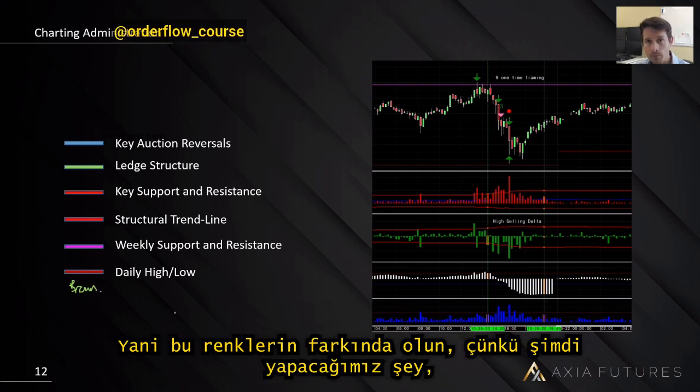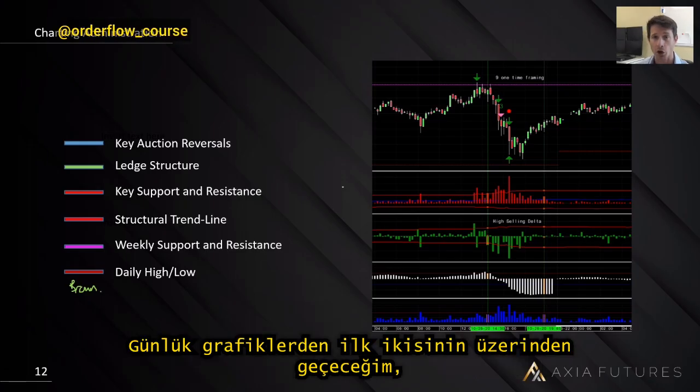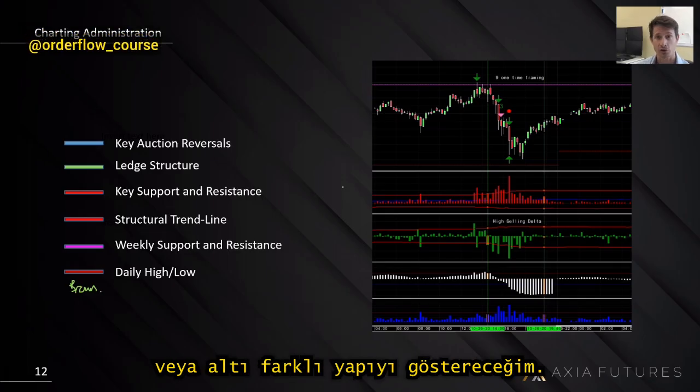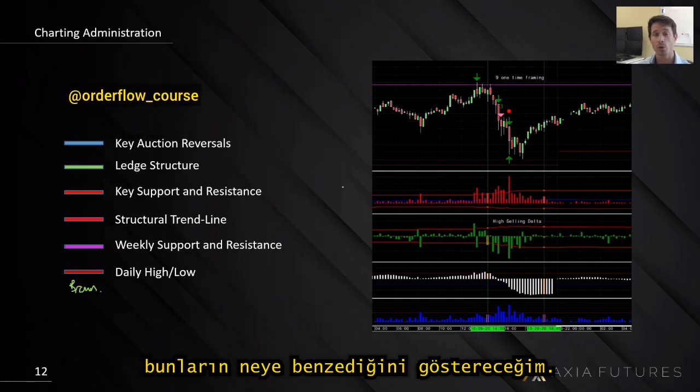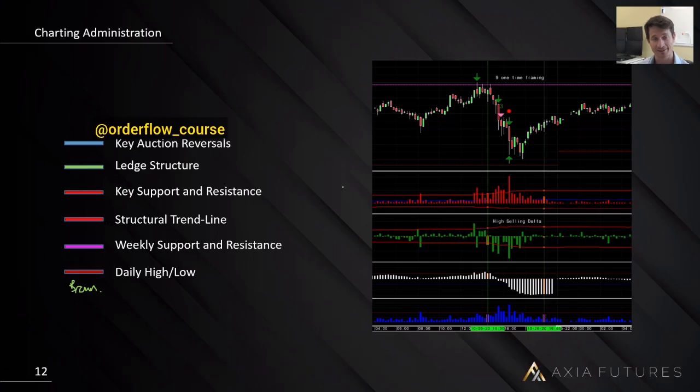So be aware of those colors, because what I'm going to do now is give you the daily charts. I'm going to go through the first 2 of the daily charts, and I'm going to show you these 6 different structures we've dealt with. I'm going to show you what they look like so that you can start to familiarize yourself with the different structures.